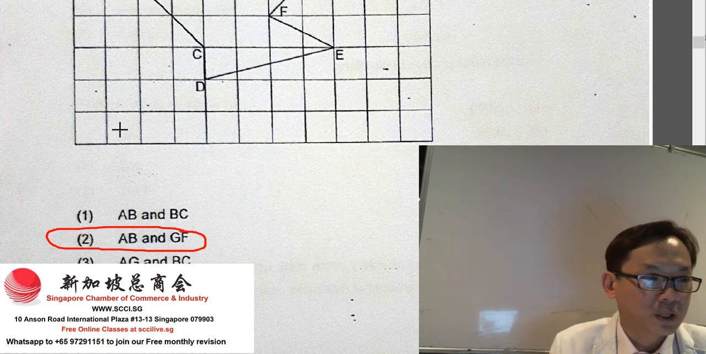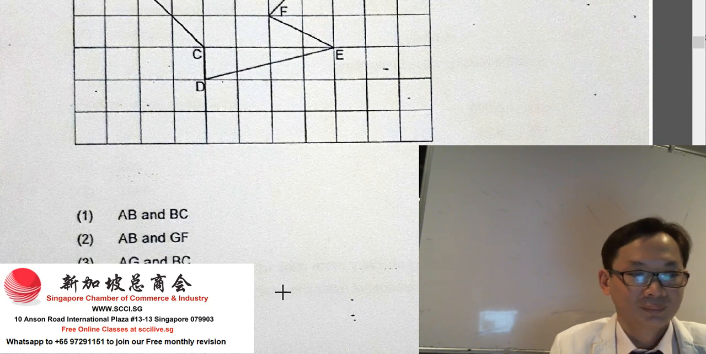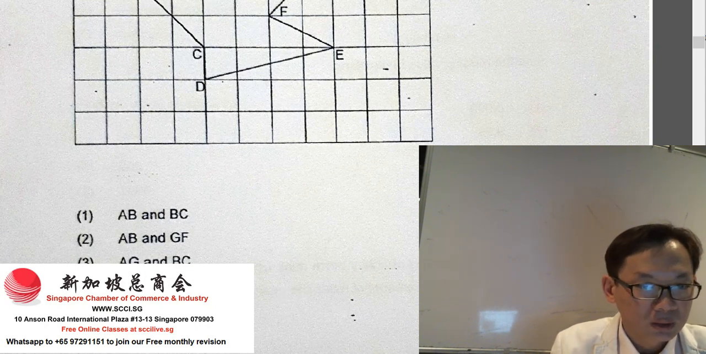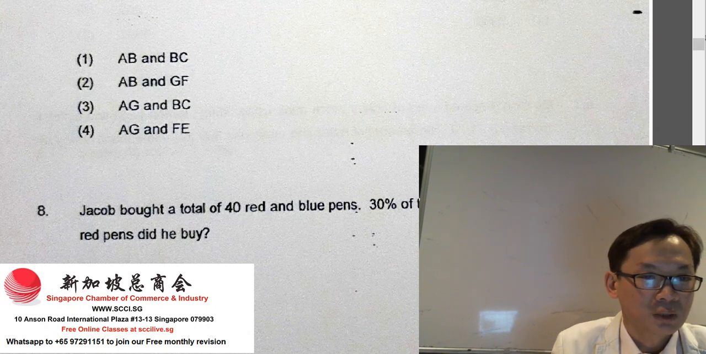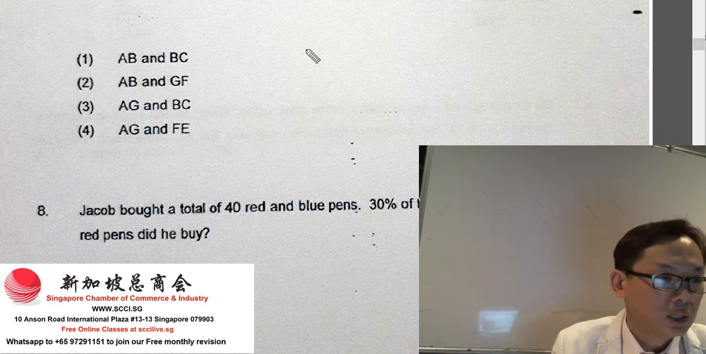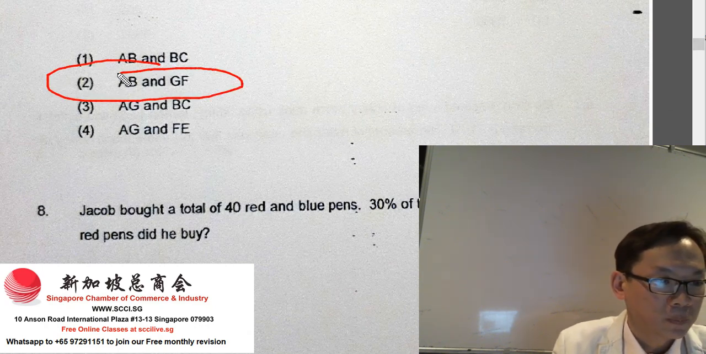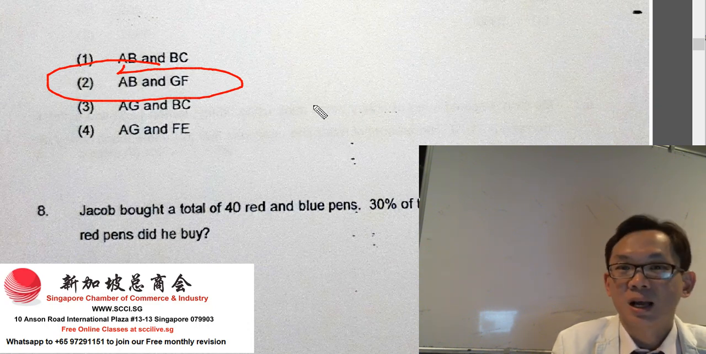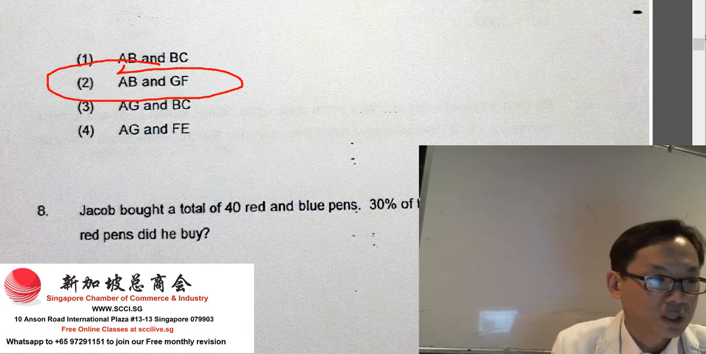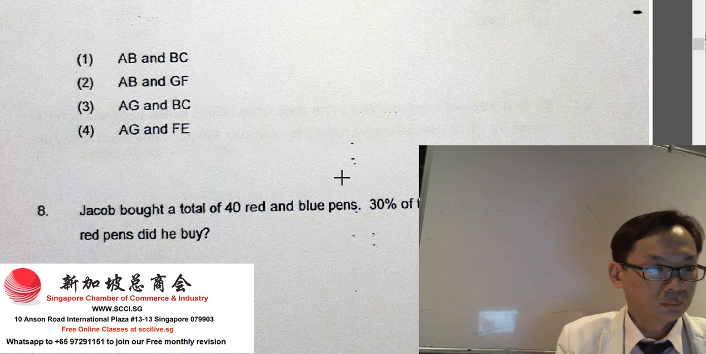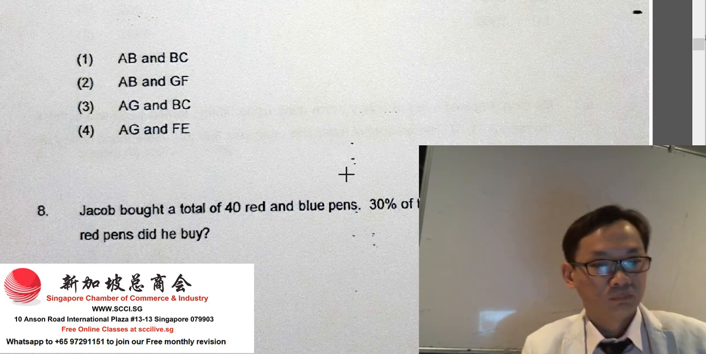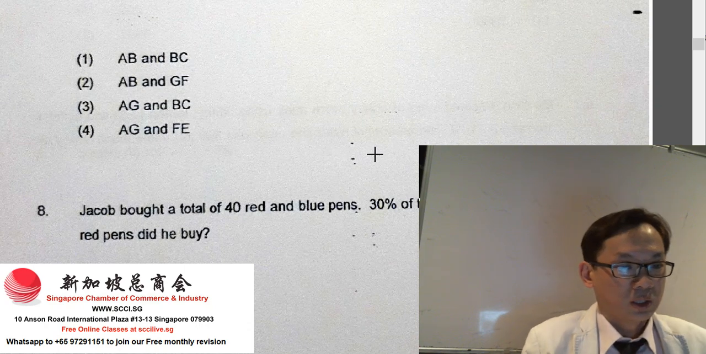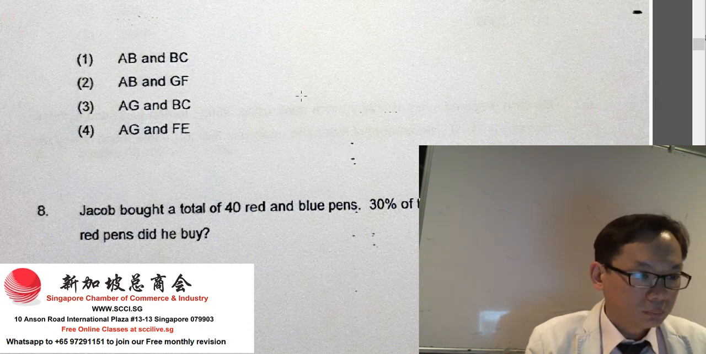Let me just drop off this part. I need to push up a bit. The answer just now, like what I mentioned, is A, B, G, F. That is the answer. Let me just drop off this part. Next, let's move on to the next question. Let's shift up a bit.